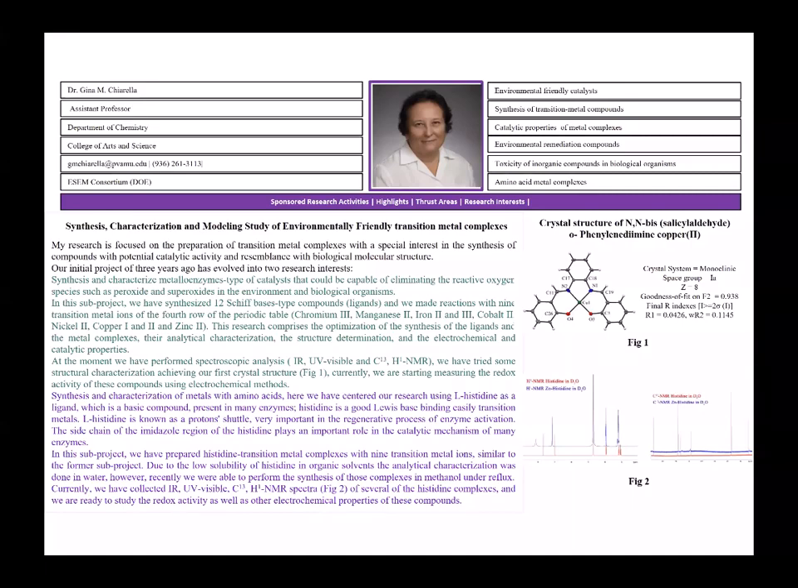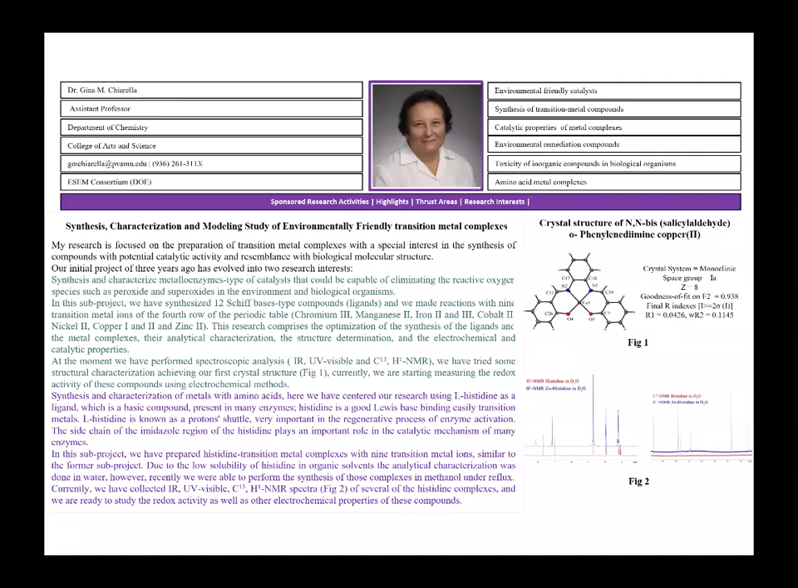So in this project, we have a second sub-project, I will say, that I'm doing simultaneously with the first one. I'm working on the synthesis and characterization of metal complexes with amino acids. Especially, I'm working right now with histidine as a ligand. Histidine is a basic amino acid, and is present in several enzymes.